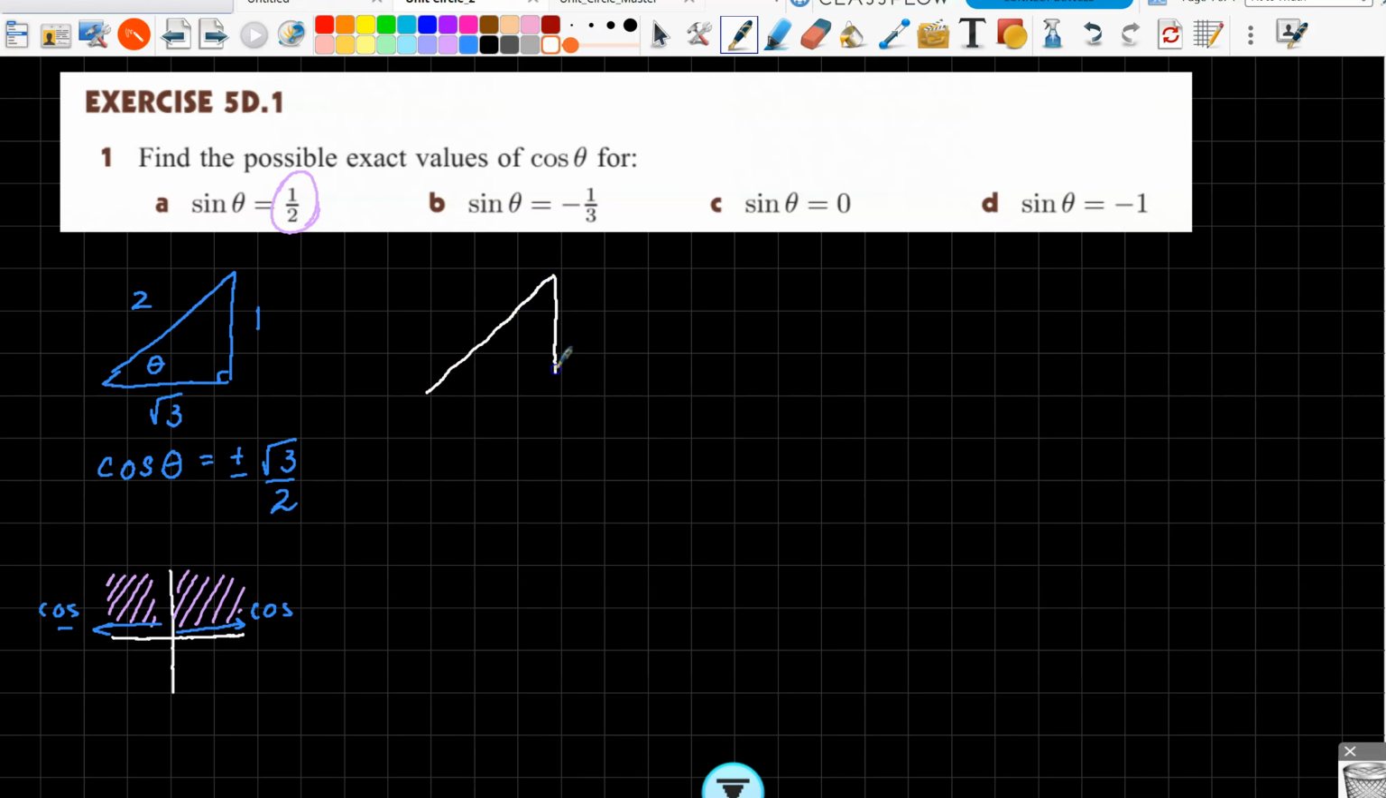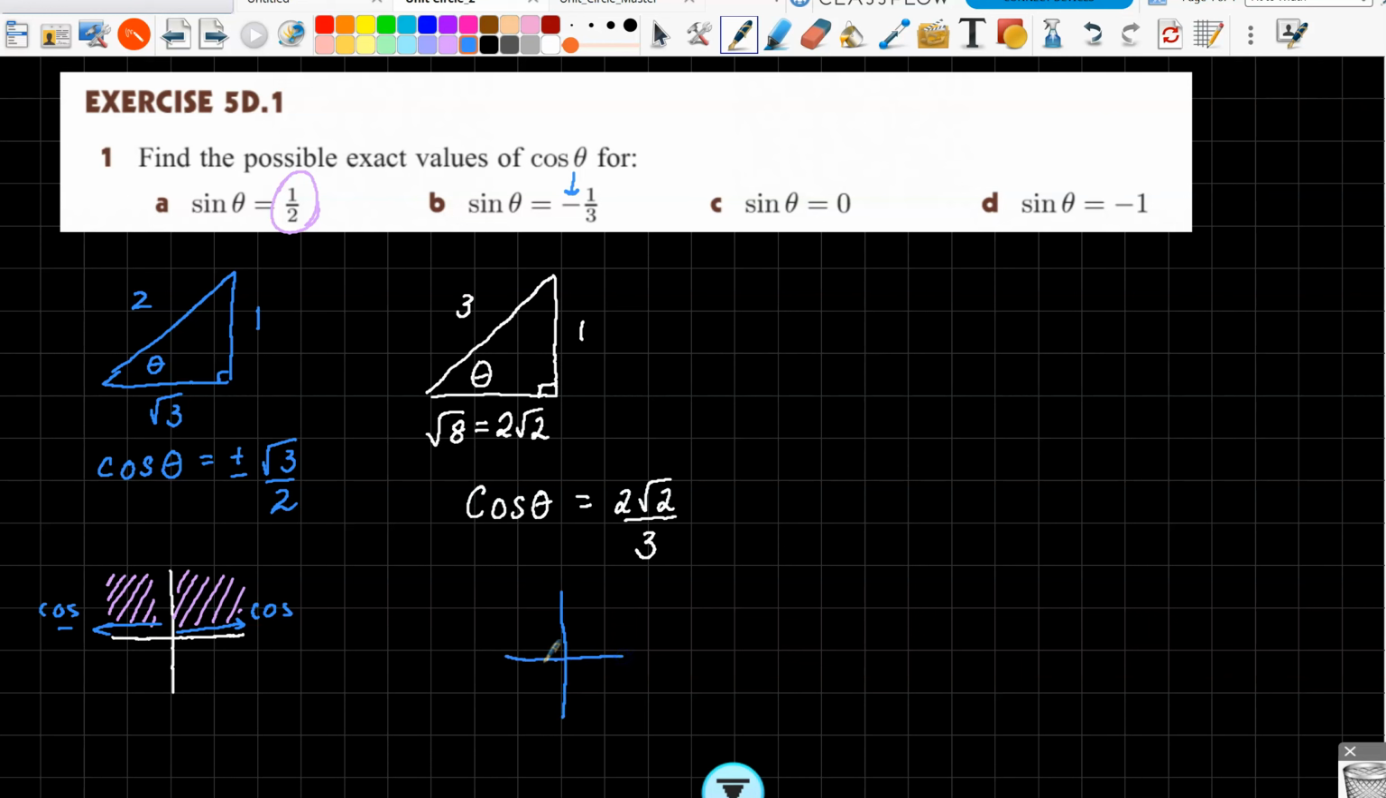Right, let's try the next one. So sine theta is negative a third. Now, once again, I'm going to ignore the negative there. We're going to say it's 1 over 3. Again, Pythag, 3 squared take 1 squared is root 8, which we know to be 2 root 2. So therefore, cos theta is adjacent over hypotenuse, so 2 root 2 over 3. Once again, we suss our quadrant.